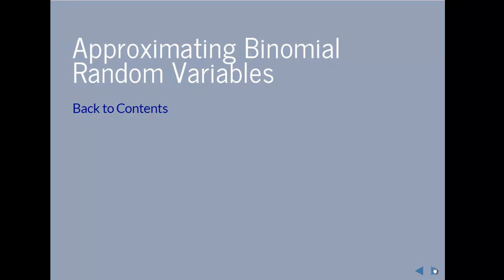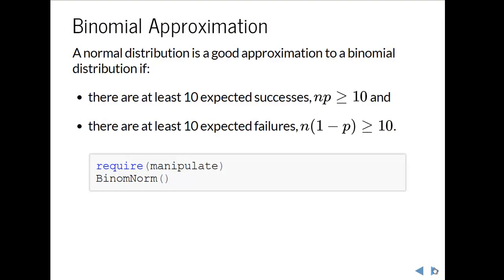The last part of our Chapter 7 discussion will be about approximating binomial random variables. We're going to learn a lot more about this later, but while binomial and normal random variables are fresh in your head, let's go ahead and throw this at you. A normal distribution is a pretty good approximation to a binomial distribution if two things are true.